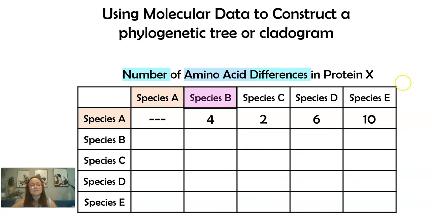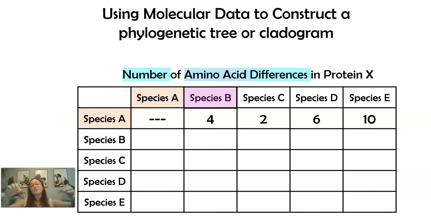So if I look at just this row, what I interpret is that species A and C have a recent common ancestor. There's very little difference between them, whereas species A and E are more distantly related. Their common ancestor is further back in time.